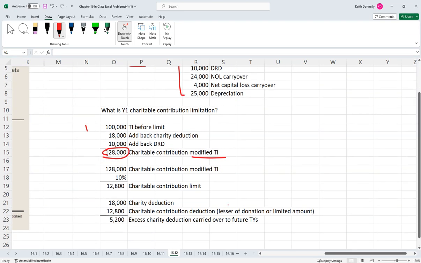All right. Next thing we do, step 2, we say, hey, we have that limit. In other words, 10% of that amount is the max we're allowed to deduct for tax purposes. Okay, so 12/8 is our max. But step 3, we gave $18,000. So we gave 18, but our max is 12. That additional 5,200, we're going to carry forward. And by the way, that's probably also going to be a book to tax difference.